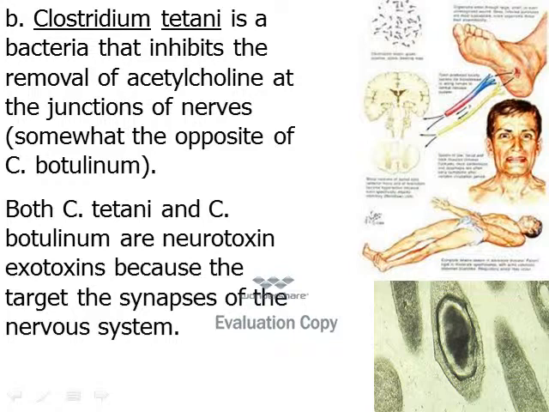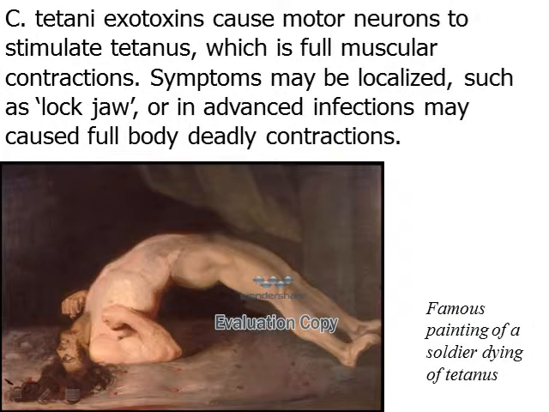Clostridium tetani works in sort of an opposite way, because it's going to inhibit the removal of acetylcholine at those synapses. Both of these are types of neurotoxin exotoxins because they're going to target the synapses of the nervous system. More about C. tetani here. The exotoxins are going to cause the motor neurons to stay locked in position. We get tetanus, as it's called, full muscular contraction.